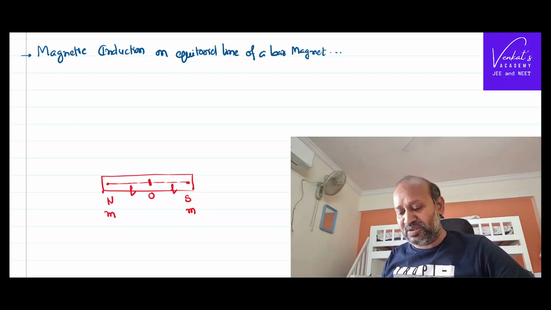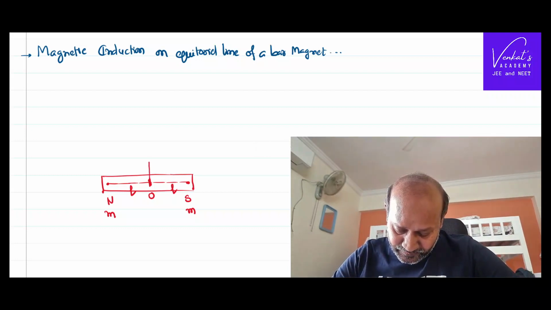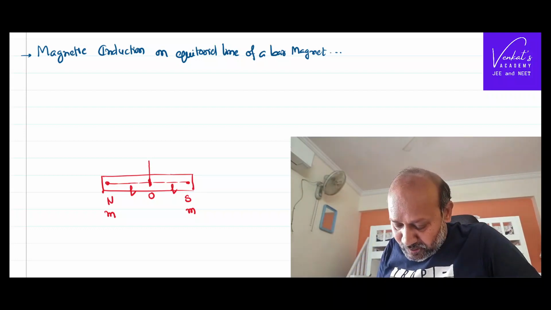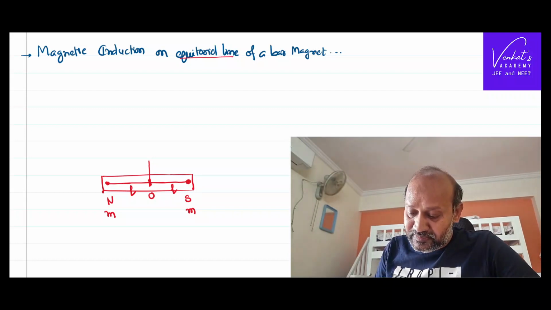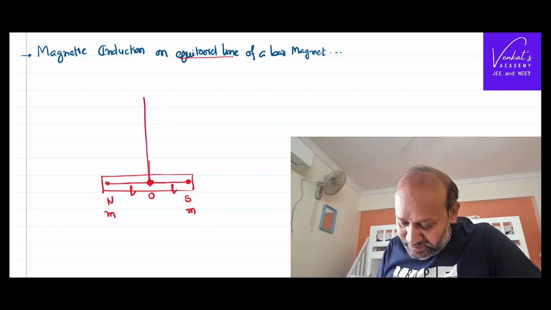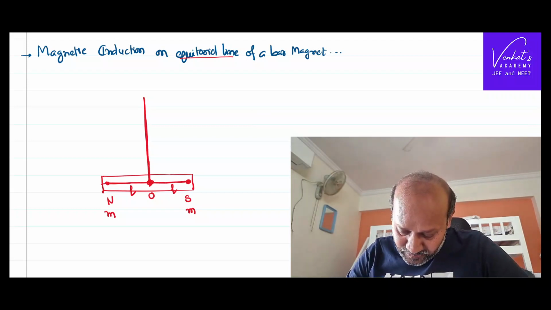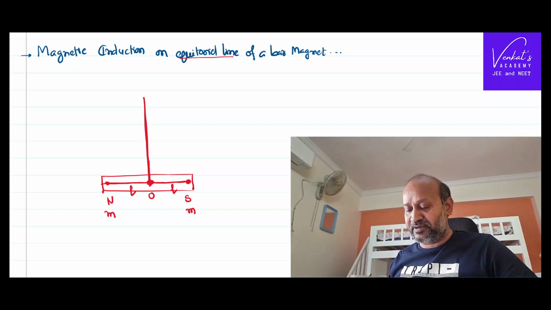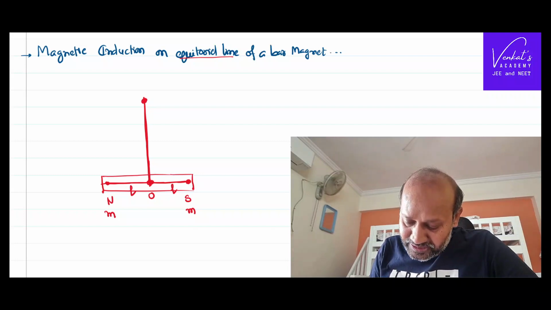Then, what do we mean by an axial line? The line passing through the magnetic center and through the poles is called an axial line. So, this line is an axial line. And what is an equatorial line? The line passing through the center of the bar magnet and perpendicular to the axial line. As I said, this is an axial line. Thus, this line, which is perpendicular to the axial line, is an equatorial line. On this equatorial line, we want to find the magnetic induction.